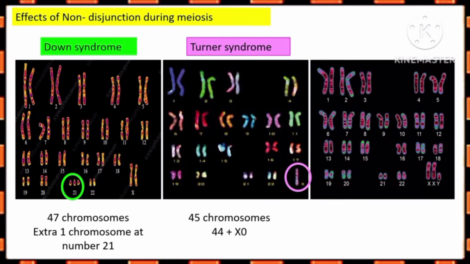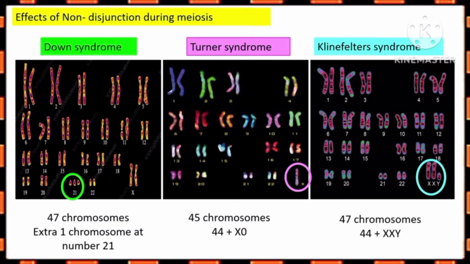While for the third karyotype, where is the abnormality? Yes, also at the sex chromosome. This one, the person carries one extra X chromosome. So the name of this syndrome is Klinefelter syndrome. The total is 47 chromosomes, and this is how you write it, 44 plus XXY.